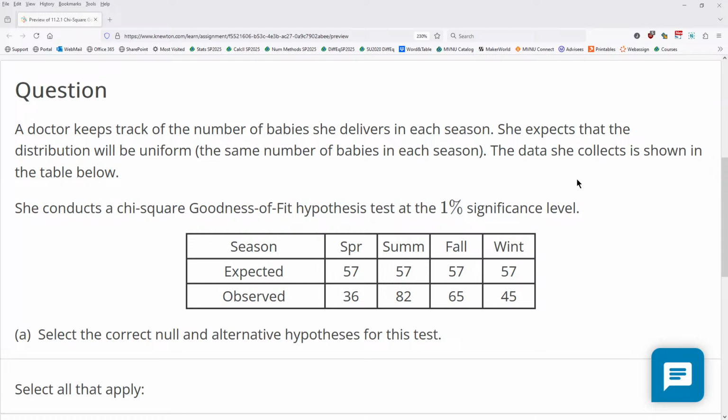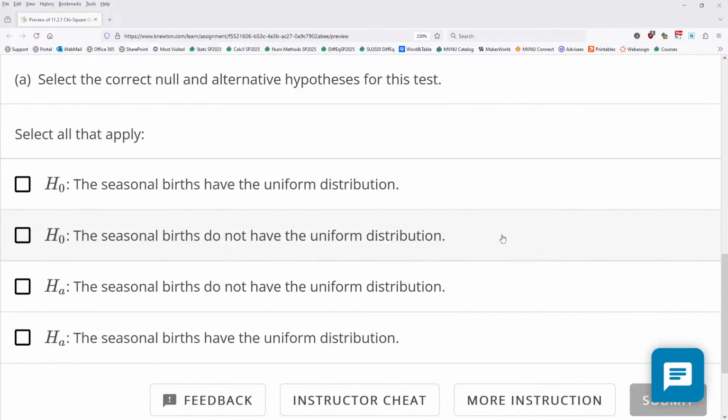But anyway, getting back to the problem at hand, we're going to do this goodness of fit test. And so we have to select the null and alternative hypothesis. So let's deal with the null hypothesis first. Seasonal birth rates have a uniform distribution. That means all the same. So that is going to be the null hypothesis there. The alternative hypothesis, I think you can probably guess, is the opposite. They do not have a uniform distribution.